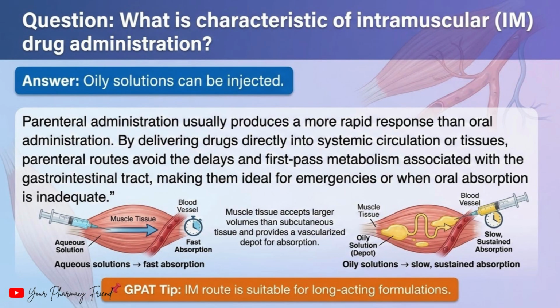What is characteristic of intramuscular, IM, drug administration? Oily solutions can be injected. The intramuscular route allows the injection of both aqueous and oily solutions. Muscles provide a vascularized depot that permits slower absorption for oily solutions and faster absorption for aqueous ones. This makes the IM route suitable for both rapid and long-acting drug formulations.